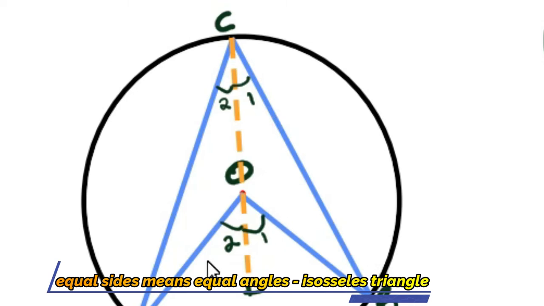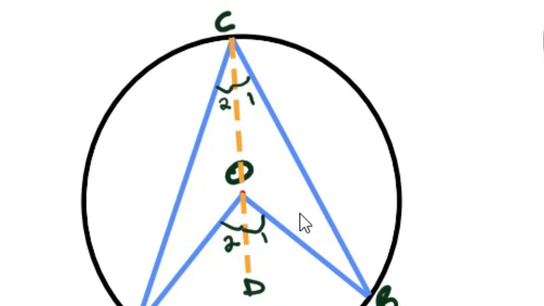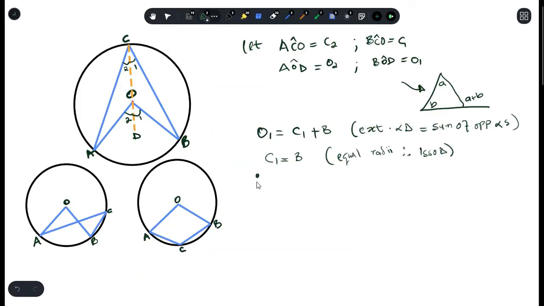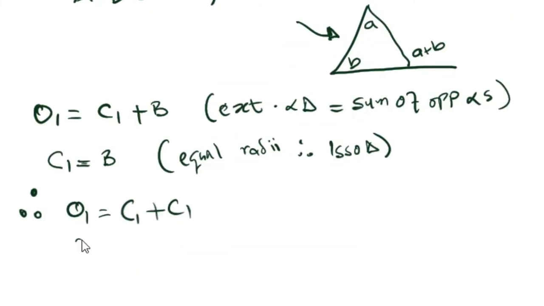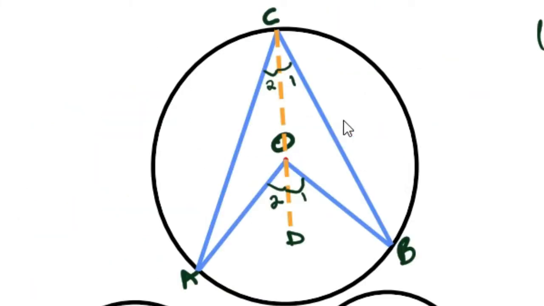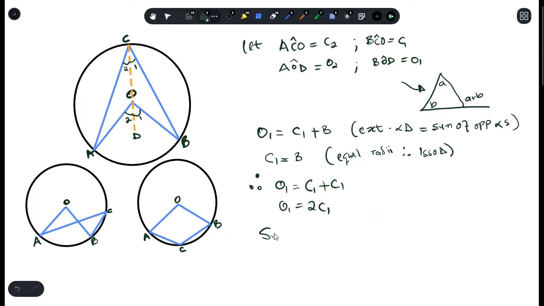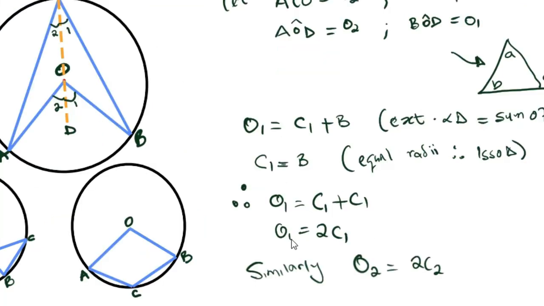An isosceles triangle is a triangle which has equal sides. Now, if your sides are equal, the opposite angles of those sides will also be equal. The angle you have at B will be equal to the angle you have at C. Since C1 is equal to B, we'll replace B with C1, then substitute it back into the equation. Now, this here gives us what we have for this first triangle over here, the triangle COB. O2 would also be equal to 2C2.